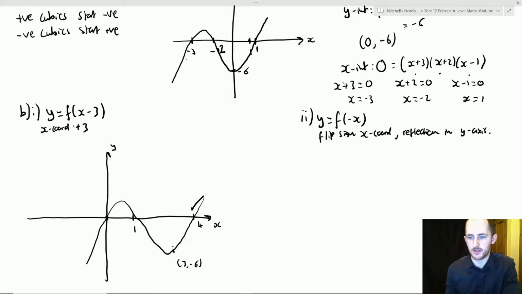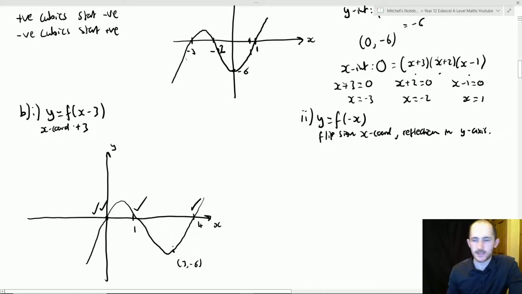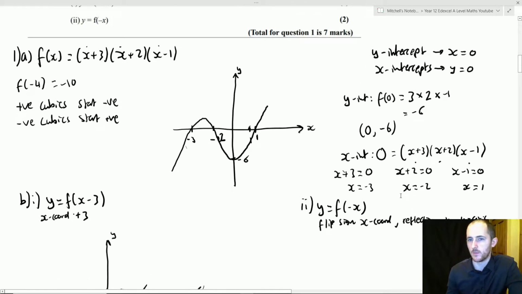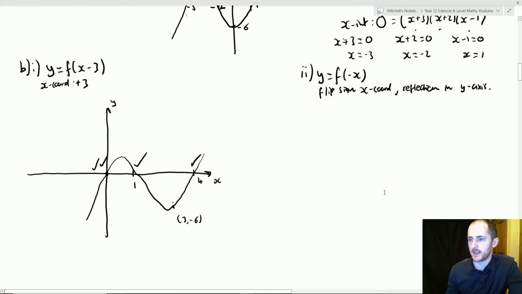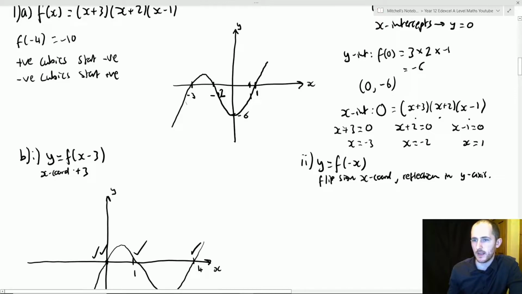Okay, but the actual marks you get for 1, 2, 3, and then technically 4, even though it's only a 2-mark question. Okay, because you don't actually have to work out the coordinate axes. Okay, so let's get started with the next question. We have y equals f of minus x, so we're just flipping the signs. So this will be plus 3, plus 2, and that'll be 1.